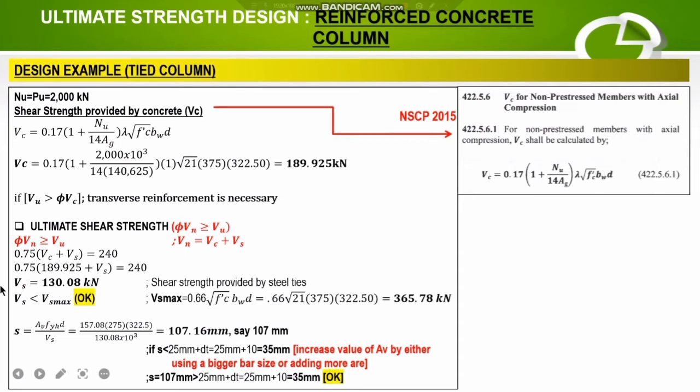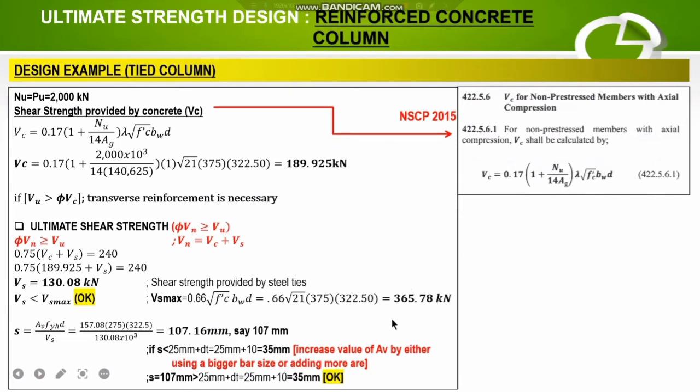And take note that this shear strength provided by steel ties must be less than the maximum shear strength provided by steel ties, or Vs max, so we can consider our design as okay or acceptable. So Vs max is given with the formula 0.66 square root of fc prime bwd, which is equal to 0.66 square root of 21 times 375 times 322.5. Then Vs max is equal to 365.78 kilonewtons.